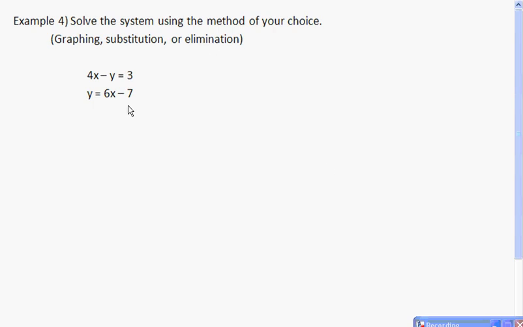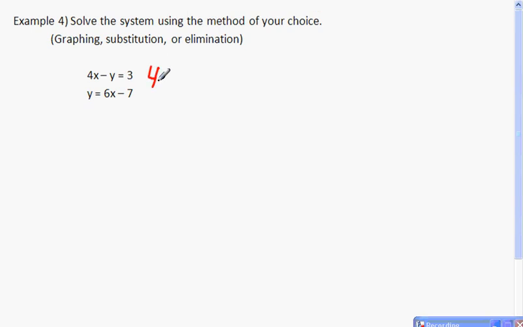Looking at this first problem, our two equations here, I would definitely choose substitution. Reason being is when one of your equations is already solved for a variable. For instance, we have already solved for y. Y is equivalent to 6x minus 7. I would simply use substitution in the above equation. So I would substitute in for what I know the y value is.